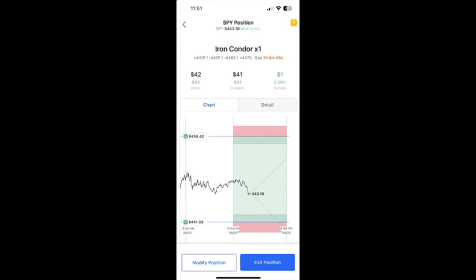And so as you can see, it's essentially the same as when we initiated this trade. We sold at 42. Right now it's worth 41 for a $1 profit. It is still in the max profit light green zone. And what you're looking for in this trade is for it to not go into the red or beyond the red, which would be max loss.